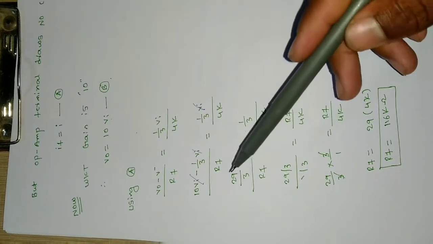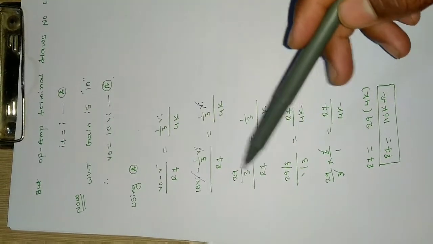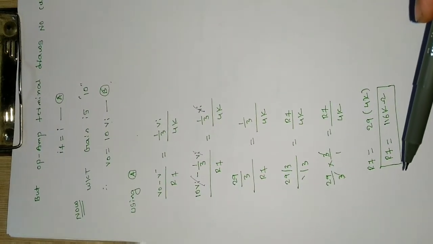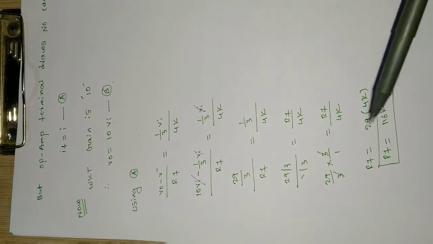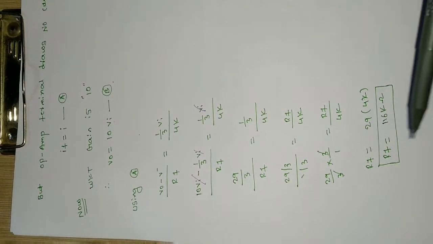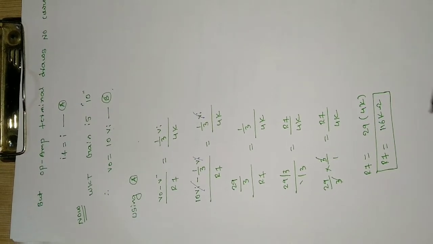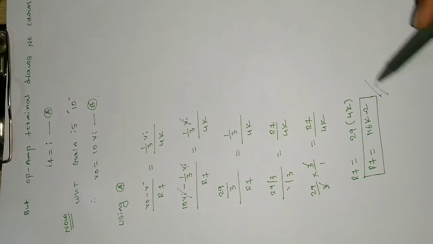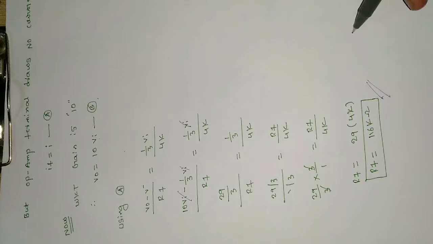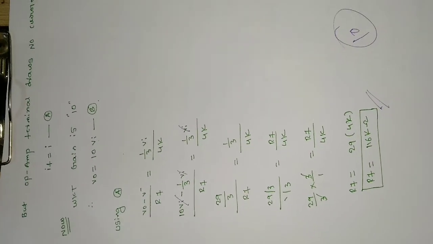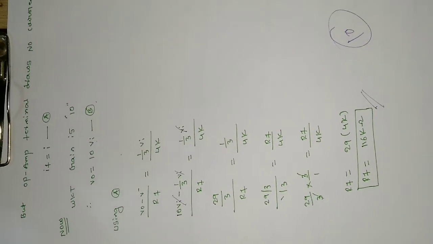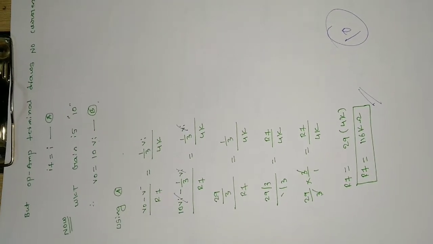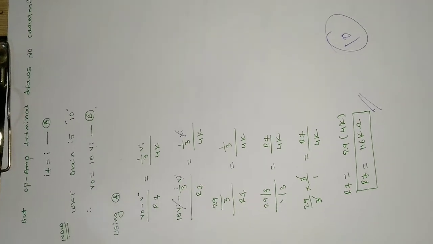Then take the LCM. 10 into 3 is 30, minus 1, is 29 by 3, and on the other side 1 by 3 divided by 4K. So we will be left with 29 by 3 divided by 1 by 3, which will be equal to RF by 4K. When we take the division, the 3 will cancel. So RF will be equal to 29 into 4K, which will be equal to 116 kilo ohm. So this is the value of feedback resistance we should use in the circuit in order to get a gain equal to 10. So we come to know from this problem that the output gain depends on the feedback resistance. This is how we can solve problems for gain.